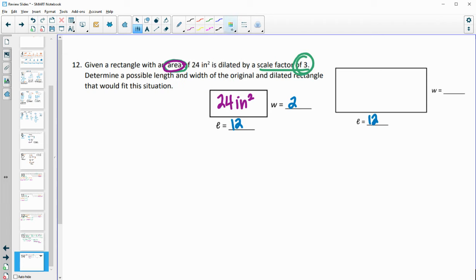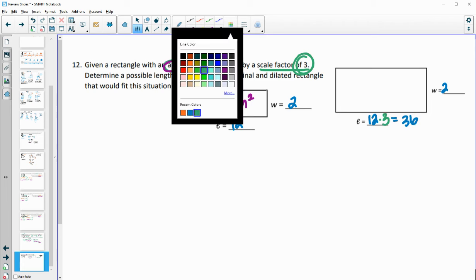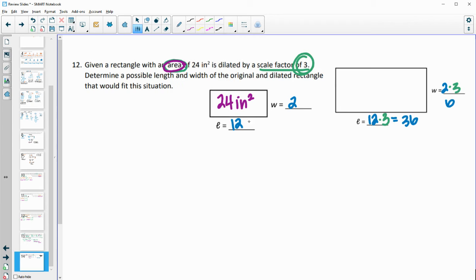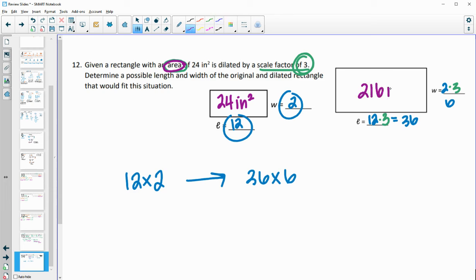So this new one would have a length of 12 times 3, which would be 36. And then the new width would be 2 times 3, or 6. So your original measurements could be 12 by 2, and then those would dilate to 36 by 6. Now it doesn't ask you to find the new area, but you certainly could. So 36 times 6 gives us a new area of 216 inches squared.